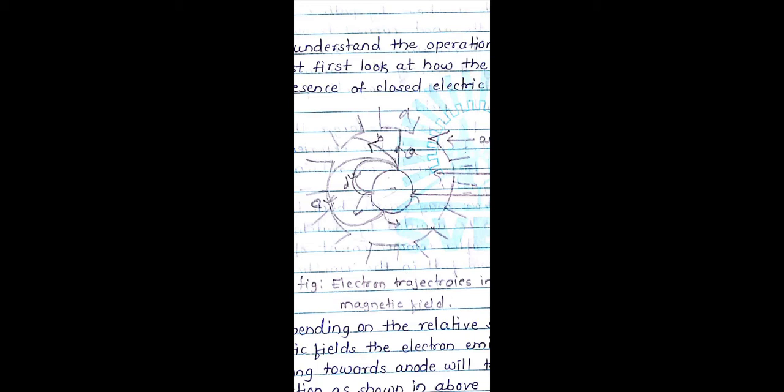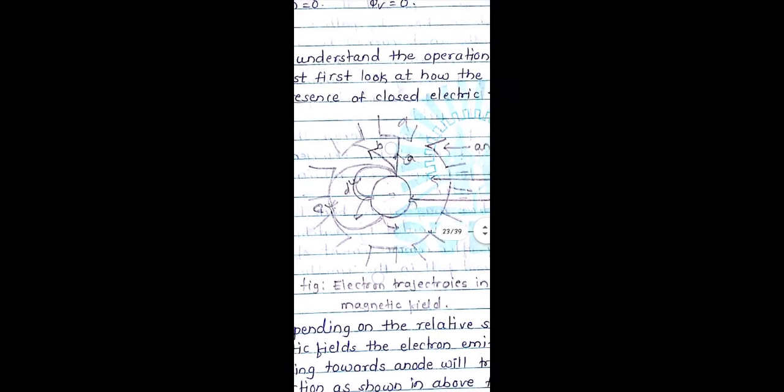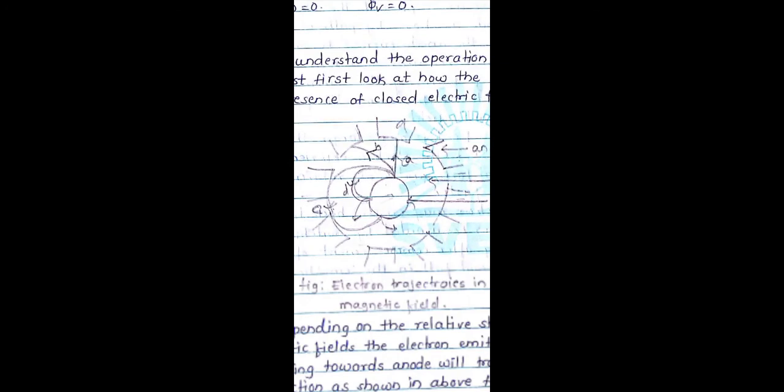So in the absence of a magnetic field, that is when magnetic field B is equal to 0, the electron travels straight from anode to cathode, which is shown by this small a, due to the radial electric force field acting on it, indicated by trajectory A.